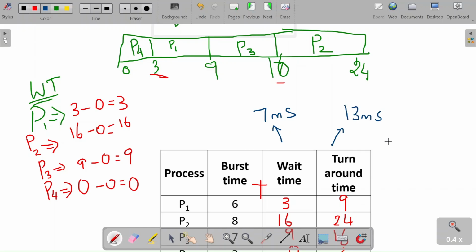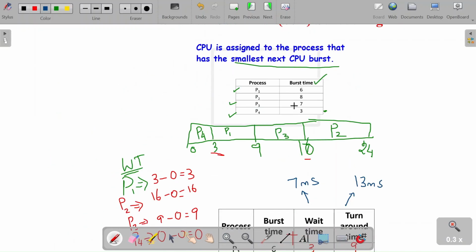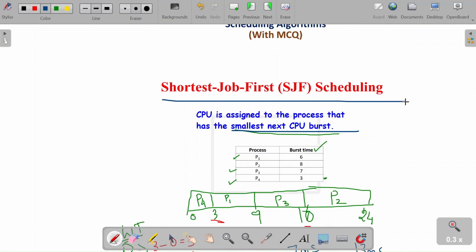So this is how shortest job first works. It considers only the burst time. Here in this problem we do not have arrival time, so it allocates the processes to the CPU based on the next CPU burst time. This is called shortest job first scheduling.